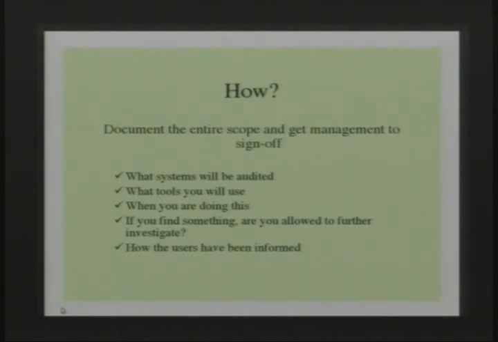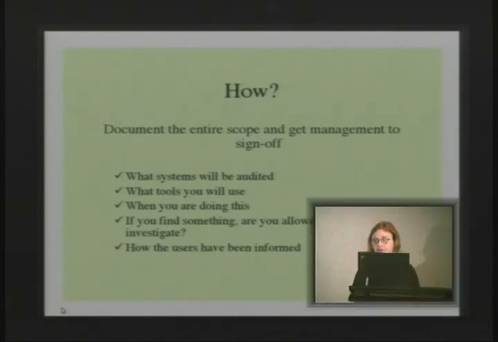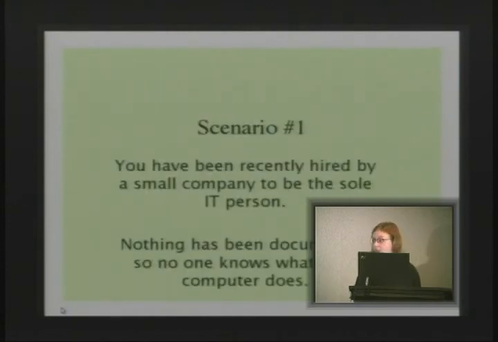So how do you go about doing this? You need to document what systems will be audited, what tools you'll be using, when you're doing this, if you find something, are you allowed to further investigate, and exactly how you've informed the users. Do you have a terms of service agreement that already has the legal authority that you've already signed off on this? Or do you need to go ahead and inform your users at this time? And it would be good to have this document all in one place, that you've taken care of these steps before you proceed. So I'm going to give you 4 scenarios.